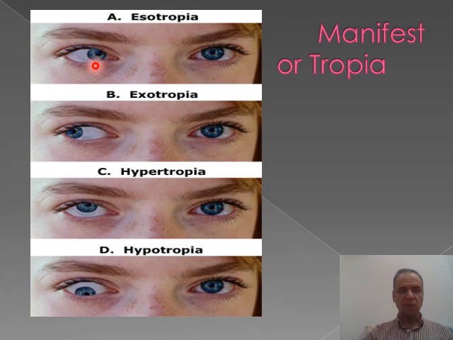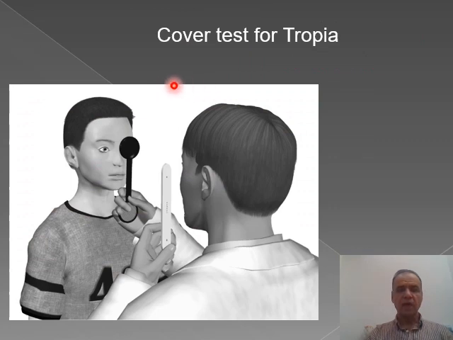This is called esotropia, exotropia, hypertropia, hypotropia. In the previous slides of tropia, the angle of deviation is large, so it can be diagnosed even by inspection. But if we have a patient with suspicion of tropia, or a very small angle of deviation, we should diagnose tropia by cover test.